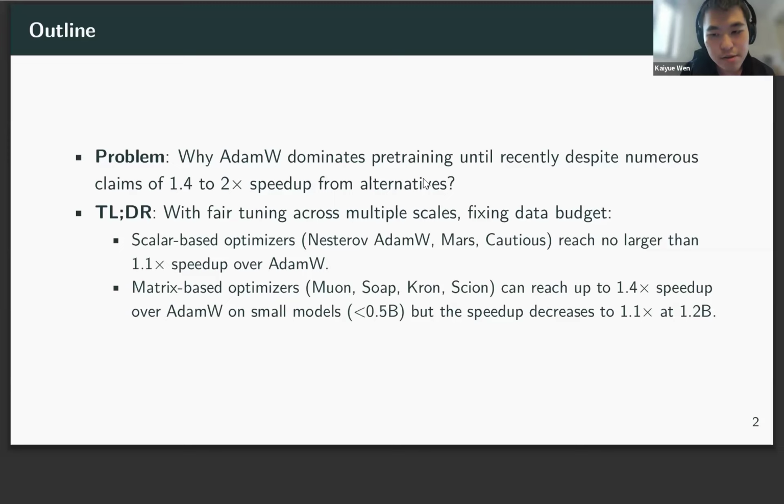And for optimizers like Muon and SOAP, which are fundamentally different in that they operate on a matrix level, they can reach a very high speedup, roughly 40% over AdamW on small models. By small, we mean models smaller than 0.5 billion. But the speedup seems to decrease with scale. The reason behind this is still open, and we think it's an important open problem to study. I will offer some of my thoughts at the end of the talk, but I don't think anyone actually knows the exact reason for now.